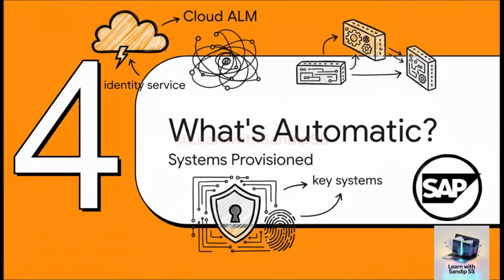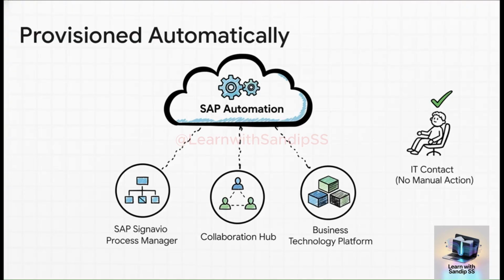Okay, so you've triggered Cloud ALM, you've activated your identity service. You're probably thinking, right, what's next on my to-do list? Well, I've got some good news for you. SAP actually handles the provisioning for a bunch of other key systems for you automatically, in the background. So here's what you can take off your worry list. You don't have to do anything for SAP Signavio Process Manager, the Signavio Process Collaboration Hub, or the Business Technology Platform. These are all provisioned for you automatically. There's no button for your IT contact to go hunting for.